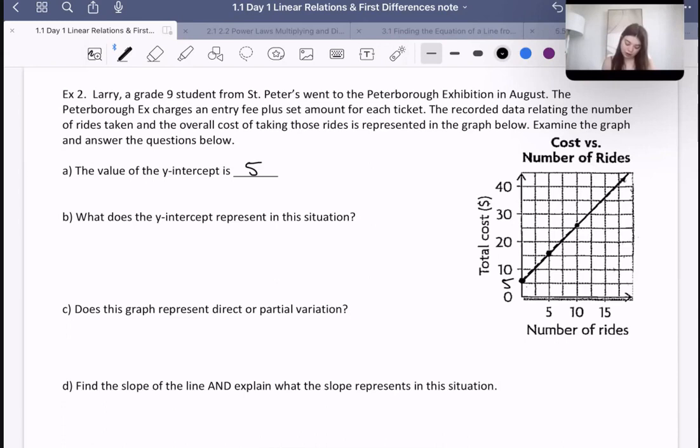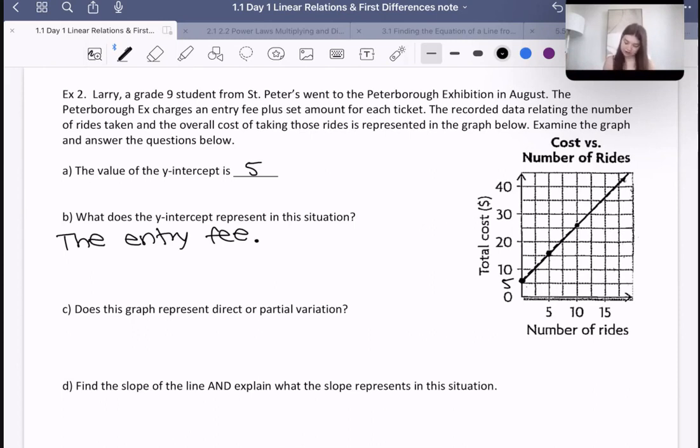What does the y-intercept represent in the situation? This represents the entry fee, right? And how do we know it represents the entry fee? That's because that's the amount of money it costs to go in without paying for any rides. So this would represent just the entry fee before we ride anything.